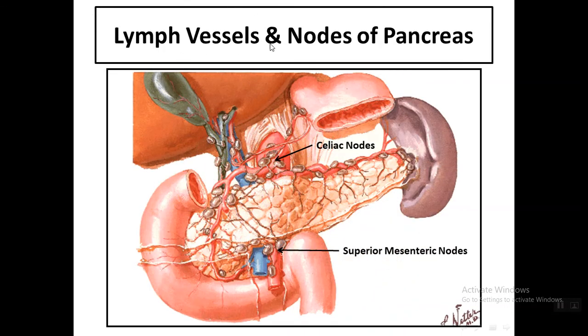What is the lymphatic drainage and lymph nodes of the pancreas? It also follows the arteries. The lymph vessels and lymph nodes that follow the superior pancreatico-duodenal artery drain into the celiac nodes, and the lymph vessels that follow the inferior pancreatico-duodenal artery pass to the superior mesenteric nodes. Celiac nodes are around the origin of the celiac trunk, and the superior mesenteric nodes are around the origin of the superior mesenteric artery. Thank you.